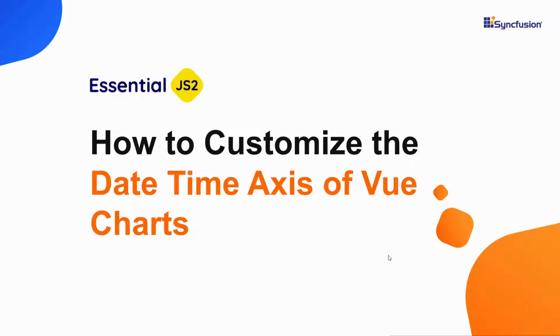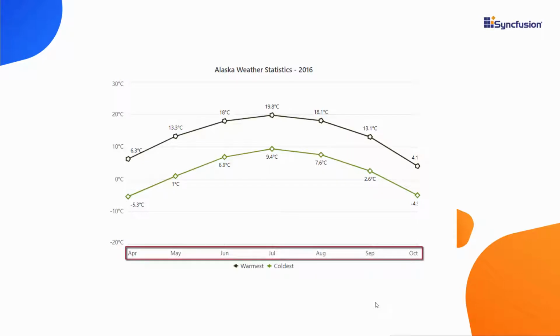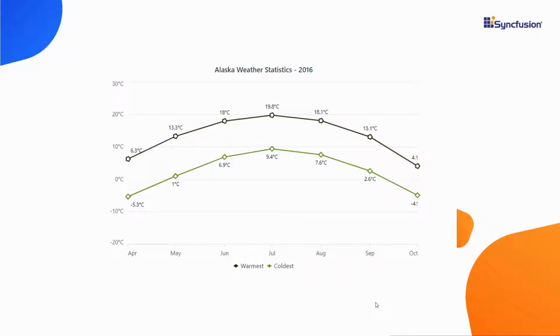Hi everyone, welcome back. In this video, I will show you how to display datetime labels in the Vue chart axis, along with its other customization options. Look at this Syncfusion Vue line chart that shows weather statistics. Here, the x-axis labels are displayed in month format by making use of a datetime axis. Now, I will proceed to show you how to customize the Vue charts using datetime axis.